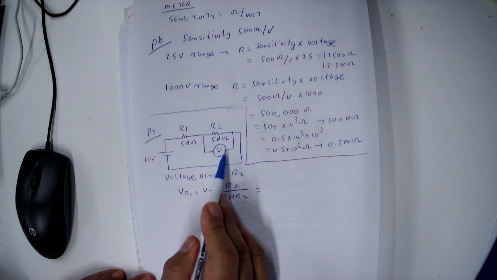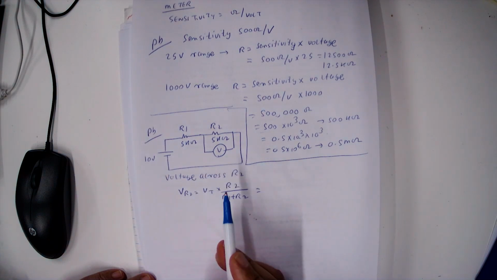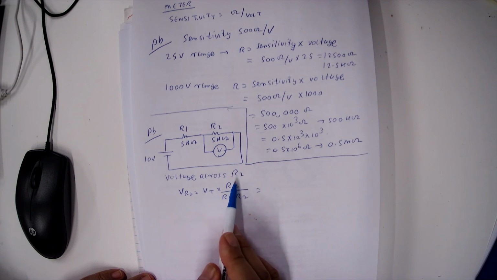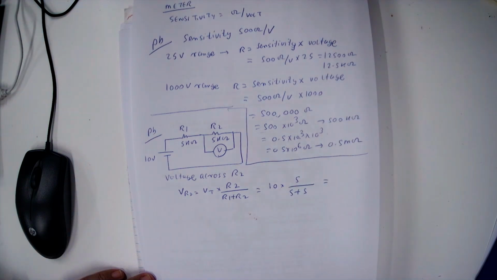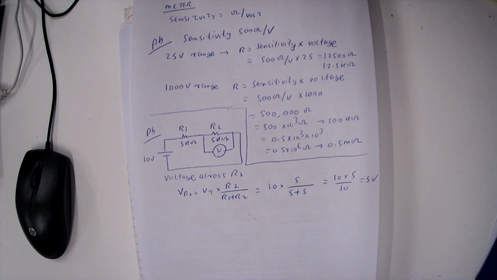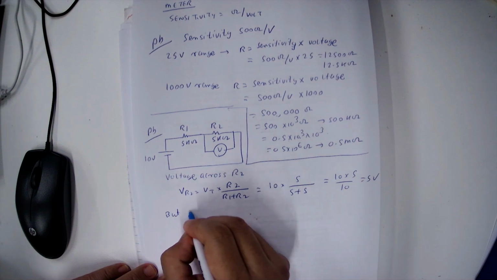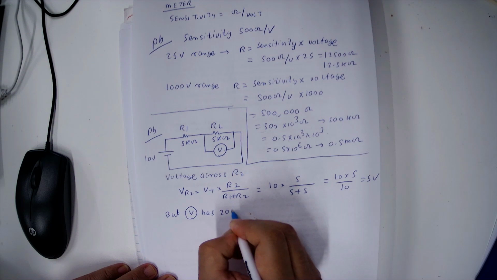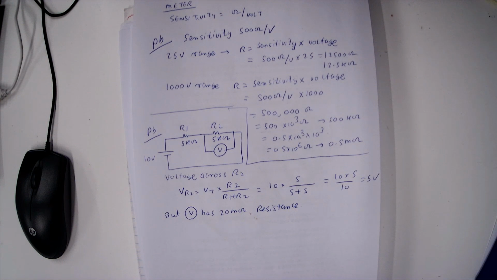So in this case, two resistors, R1 and R2, are connected in series to the supply voltage 10 volt. So VR2 is V total multiplied by R2 divided by R1 plus R2. The total voltage is 10, R2 is 5 kilo ohm, R1 plus R2 is 5 plus 5. So that will be 10 multiplied by 5 divided by 10, so you get 5 volt. The voltage shown is 5 volt. This is because the meter has a very high resistance. But if the meter has 20 mega ohm.